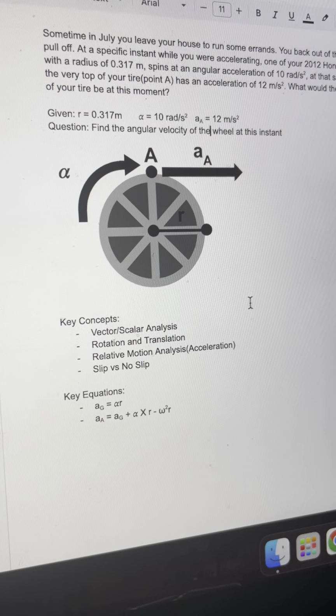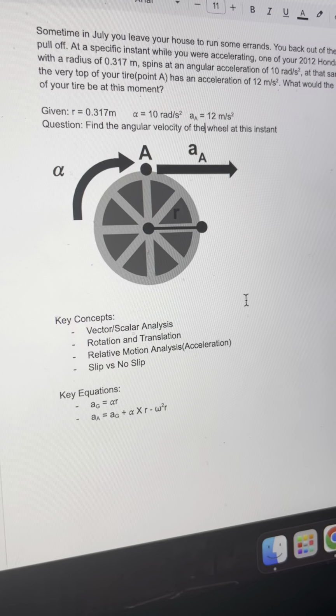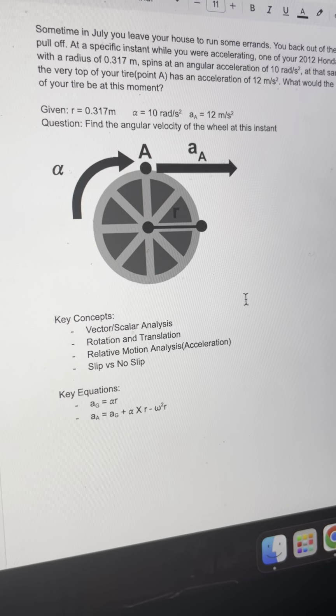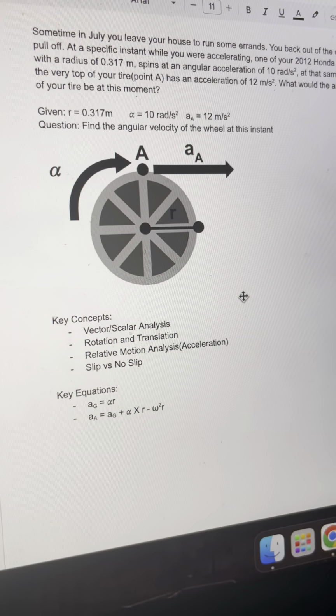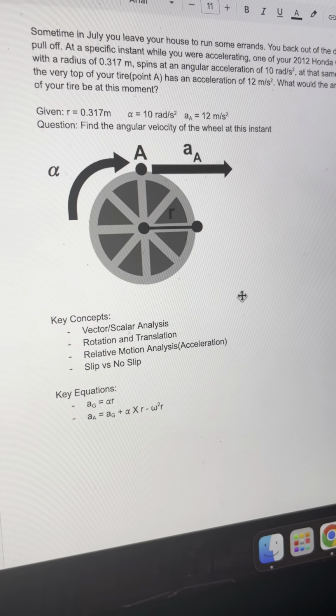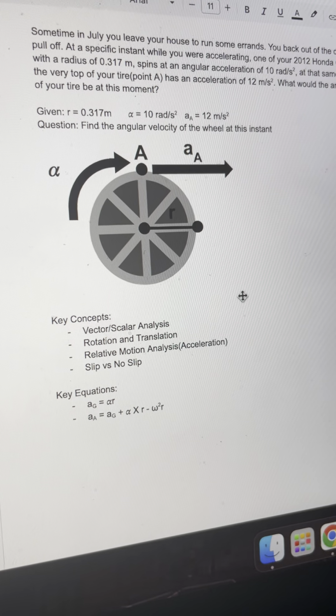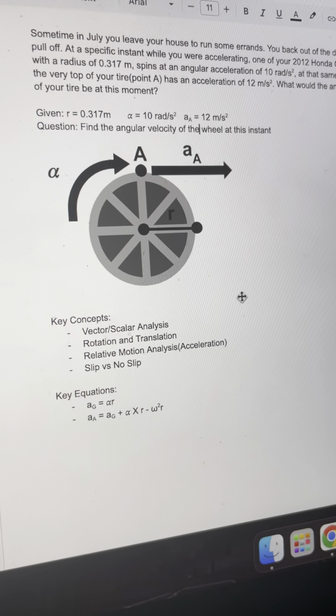And this is a relatively simple problem, but it does take into consideration angular acceleration, angular velocity, velocity at a point on a wheel, and then whether something slips or doesn't slip, and how that changes your approach.